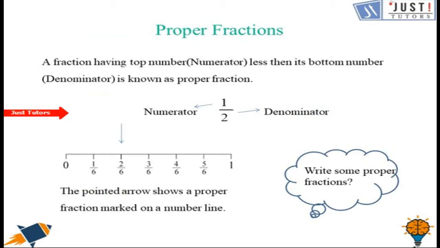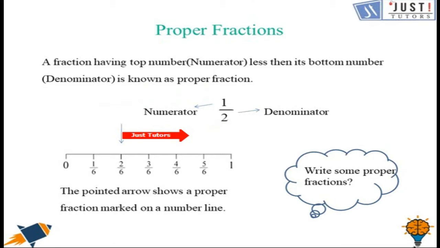So we can say that a fraction having its top number, which is called the numerator, less than its bottom number, which is called the denominator, is a proper fraction. For example, if you look at the given example, here the numerator is 1 and the denominator is 2. So that's a perfect example of a proper fraction.